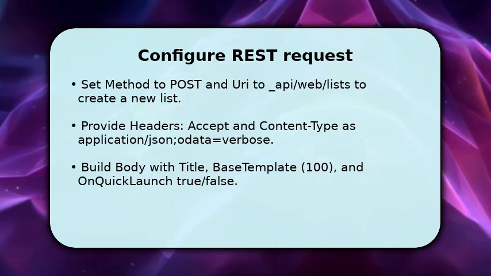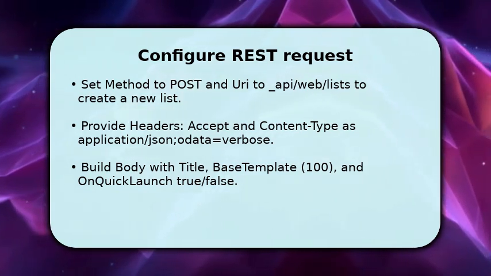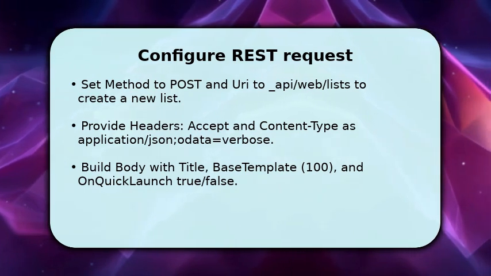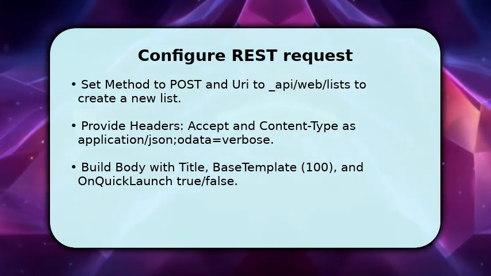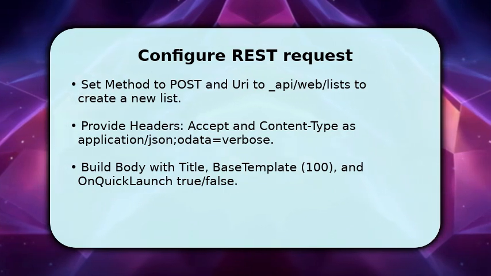Once done, test the flow with sample trigger data and inspect the response body for the new list ID and status. If you need fields, you'll add them next using additional REST calls.